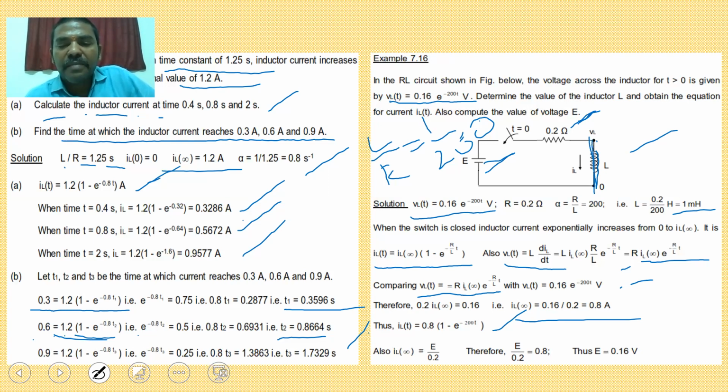So what is the final maximum value of current? 0.8. So E divided by 0.2 is equal to 0.8. Then how much voltage are we getting? 0.16. So 0.16 is the voltage value when the inductor is short circuited at t equal to infinity. Okay.